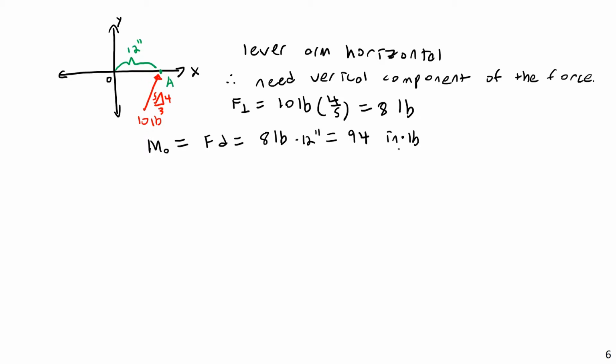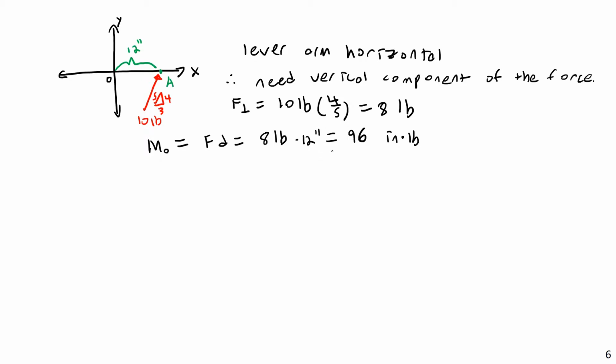Did I math that correctly? I hope I didn't make a stupid math error there. 12 times 8 is... Oh, yep. Oh my god, I am an idiot today. Oh, 96 inch pounds. Wow. 12 times 8 is 94. Jesus. Okay. Anyway, 96 inch pounds.